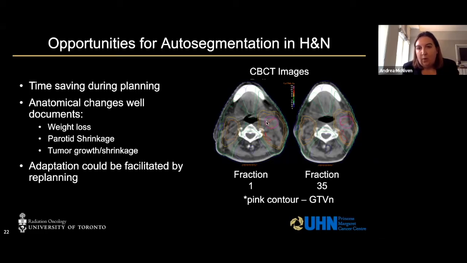We have one contour here in pink, which is some nodal disease. And you can see quite drastically the size of the patient has changed. There has been weight loss, and this is just inferior to the parotids, and they can often change shape, deform, and decrease in size, really changing the dose that's delivered to these. So that is quite significant.